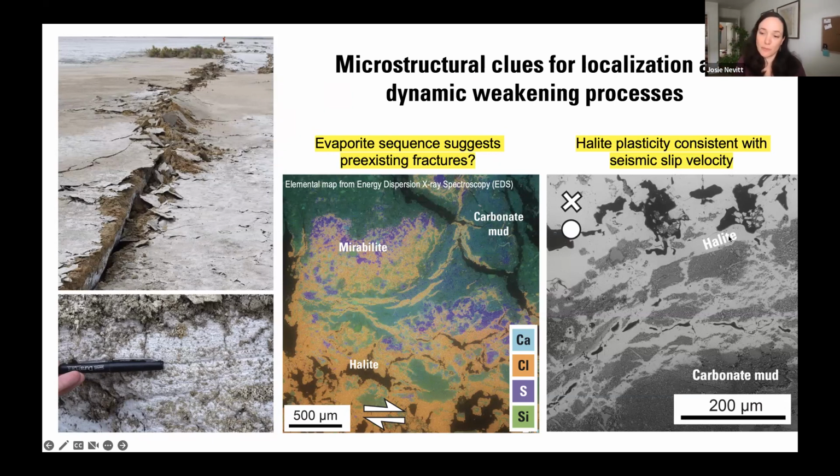Previous experiments have shown that at room temperature, in order to get this plastic deformation of halite, you need to have seismic slip velocities associated with a temperature rise and dynamic weakening. So this is very much a work in progress, but we think that this may be giving us a geologic fingerprint of dynamic weakening at Earth's surface during the Ridgecrest mainshock.